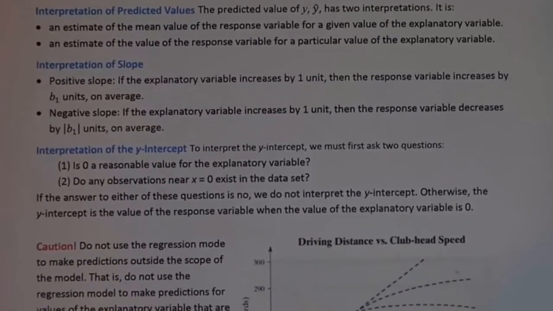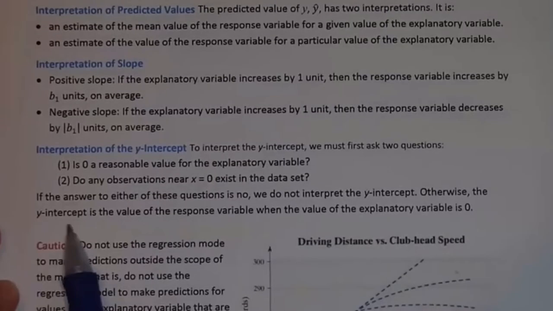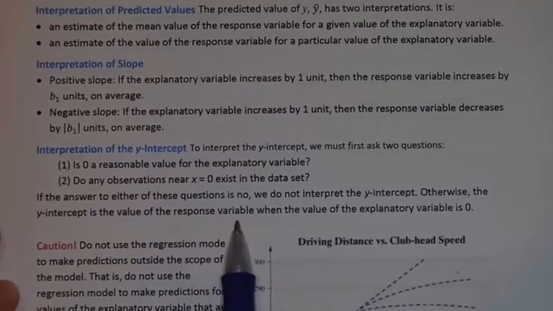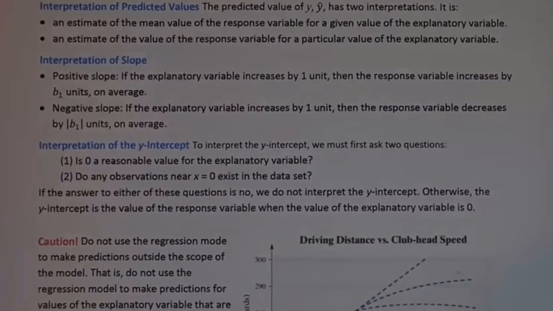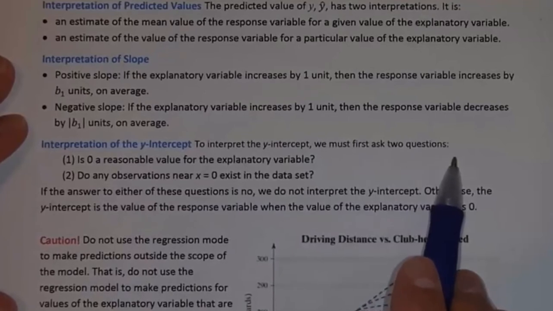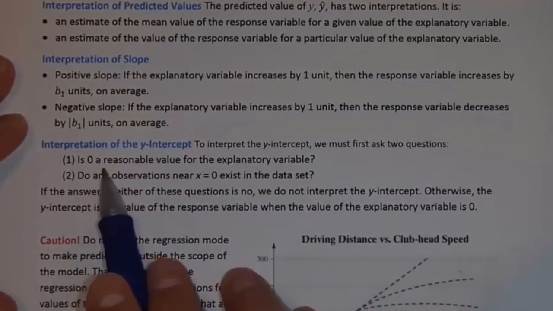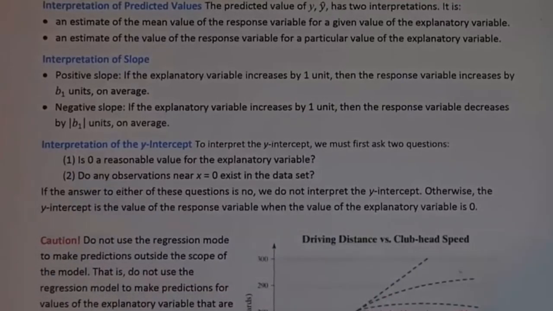Interpretations of the y-intercept. Now, as a general rule, the y-intercept is the value of y when x equals 0. So the y-intercept is the value of the response variable when the value of the explanatory variable is 0. However, sometimes it is not appropriate to give an interpretation of the y-intercept. So to interpret the y-intercept, we must first ask two questions. The first question, is 0 a reasonable value for the explanatory variable? So is 0 feasible? Is that a reasonable value?